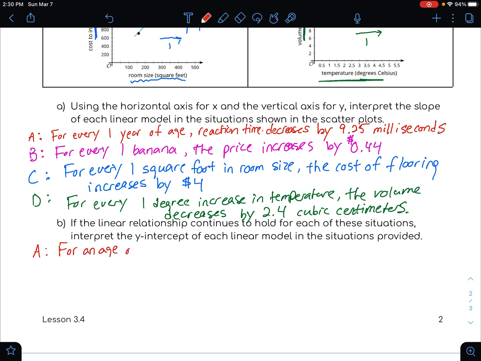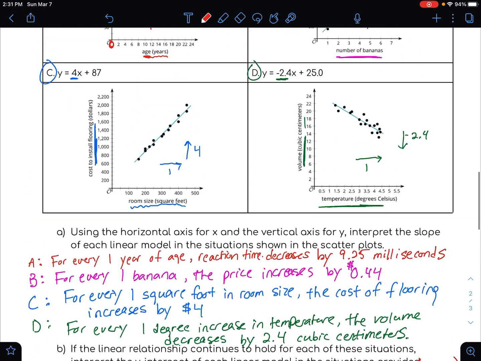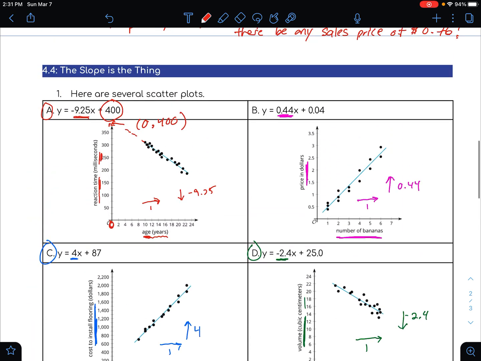For an age of 0, the reaction time is 400 milliseconds. I'm going to put LOL in parentheses here, because this is one of those situations where the linear model starts to make sense when you get into the ages here. It looks like about age 8 or so is when the linear model kind of starts accumulating some data.